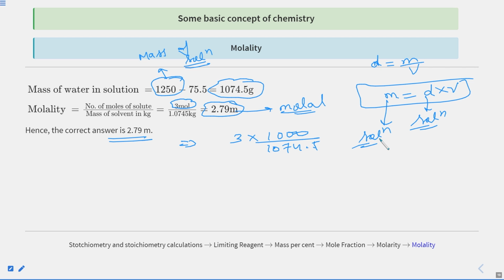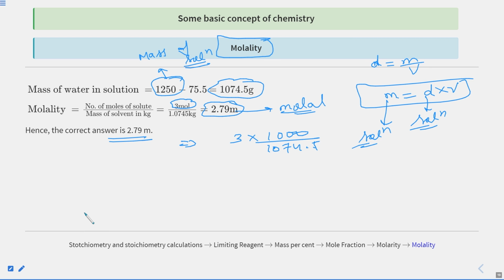Number of moles of NaCl given is 3 moles. Number of moles is equal to given mass by molar mass, and molar mass you can calculate easily, which comes out to be 58.5 gram. Number of moles given is 3, so you multiply 3 into 58.5 gram and you will get the given mass of solute. If you subtract the given mass of solute from the mass of solution, you will get the mass of solvent. So this is the way you can calculate the molality for this particular question.